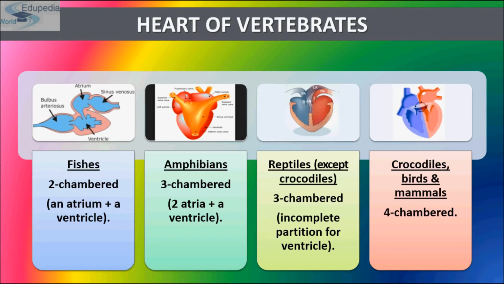Now come crocodiles, birds and mammals. That means the crocodile is an exception in the reptilian category. So the crocodiles are included with the birds and mammals, which have four chambers, two auricles and two ventricles.